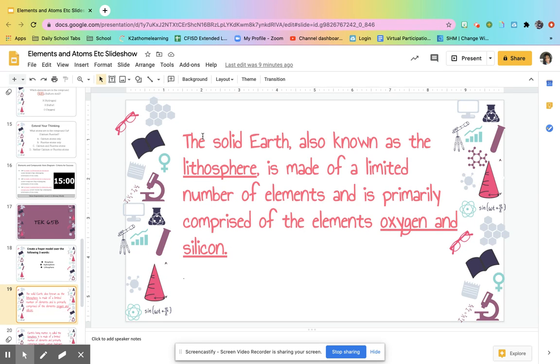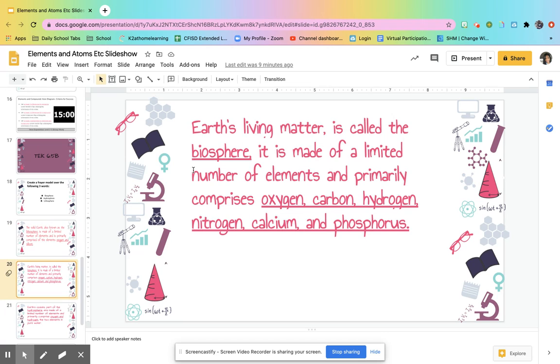So the solid Earth, we call that the lithosphere. The lithosphere is made up of a limited number of elements and is primarily composed of the elements oxygen and silicon. So you really have only these two elements that make up the solid part of the Earth, also known as your lithosphere.